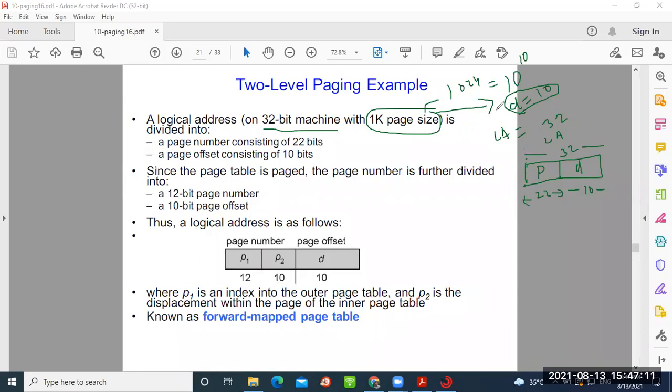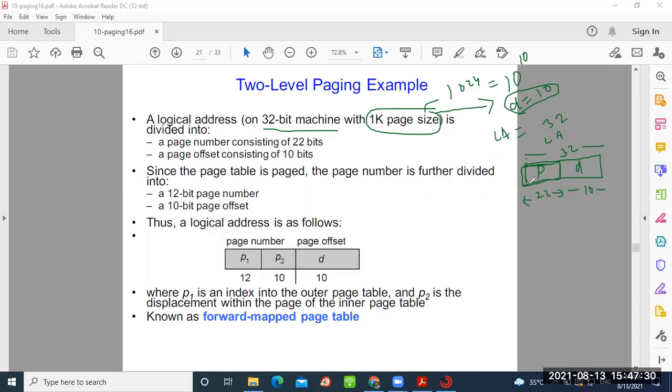अगर single page table use करेंगे तो आप पेजिंग के लिए कितना यूज करोगे? पेज टेबल रिप्रेजेंटेशन के लिए 22 बिट यूज करोगे. But what we will do now, instead of having a single page table, I will divide this page number of bits into two parts.